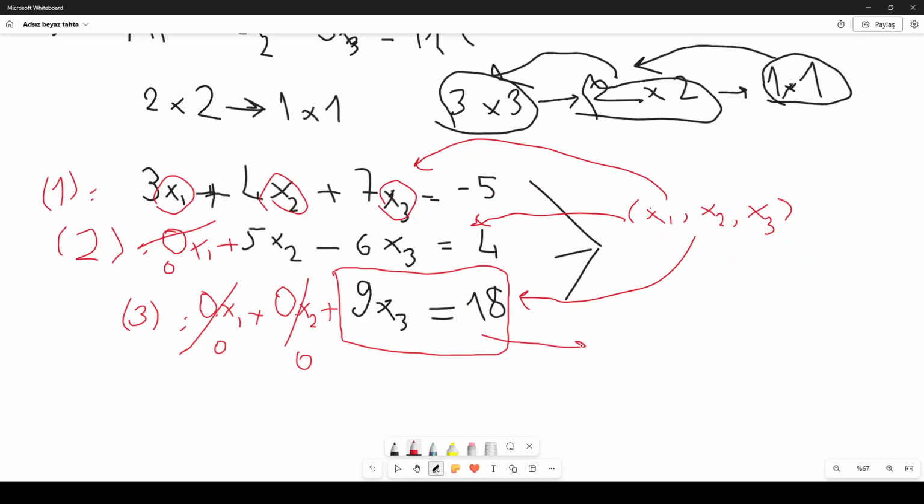So if you notice, 9x3 is equal to 18, and dividing both sides by 9, what do we get? We found the value of x3. That's very important. We solved for one of the unknown variables using the third equation, right? So x3 is just 2. But then what?